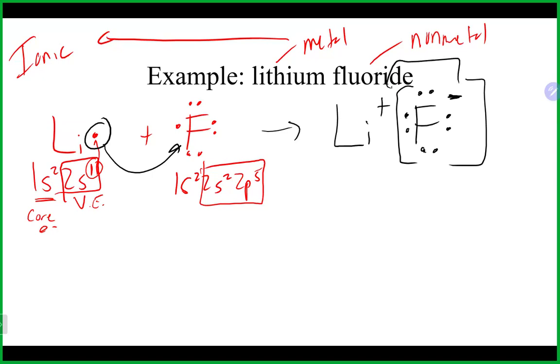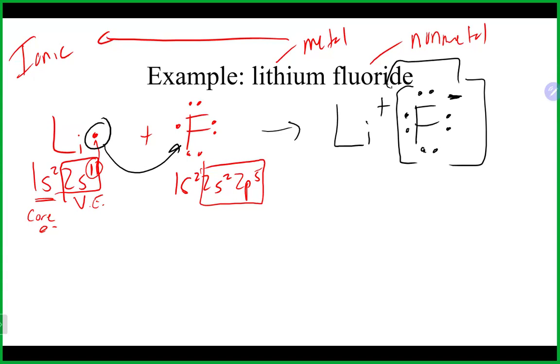Now, typically when you draw something like this using Lewis dot symbols for ionic compounds, you should put brackets around at least one of them. And you should also indicate the charges there. Those charges indicate that those electrons are not being shared, that they have been transferred. So you should include the charges and some brackets there.